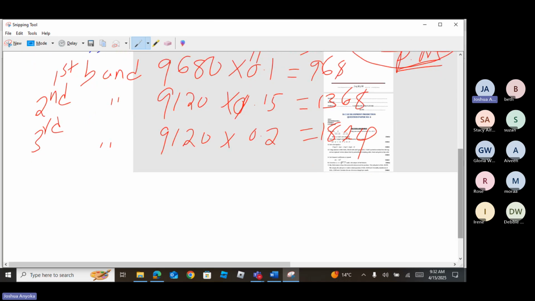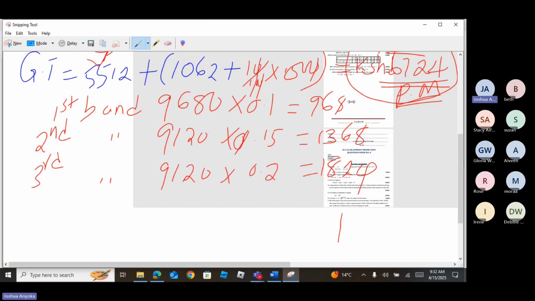We still move on. We keep on adding these ones while checking whether they are going to exceed 6,724, which is what we are looking for here. Sawa. So adding 968, 1,368 plus 1,824, what do you get?